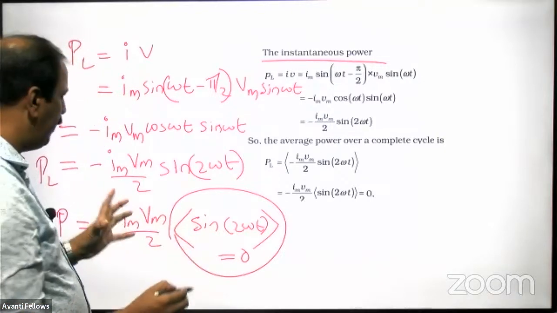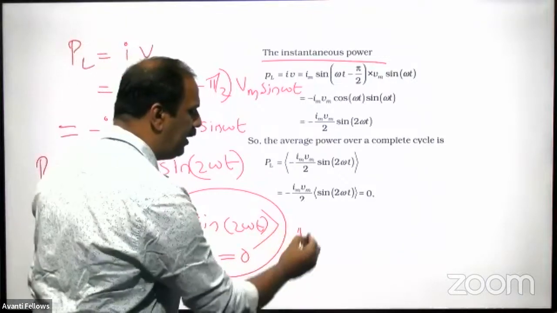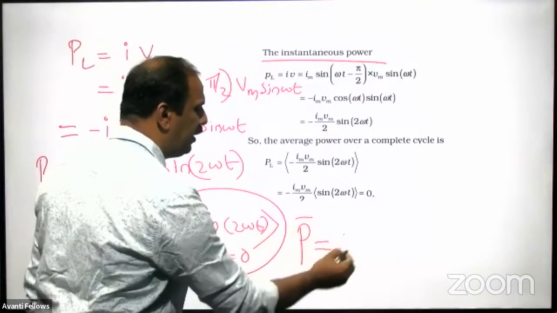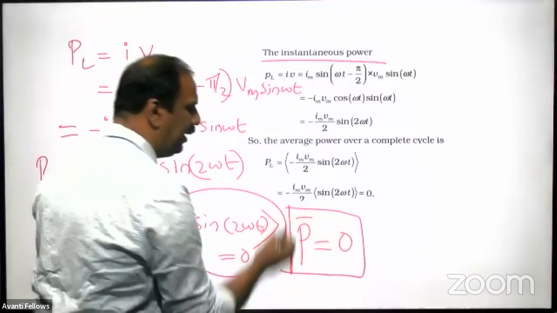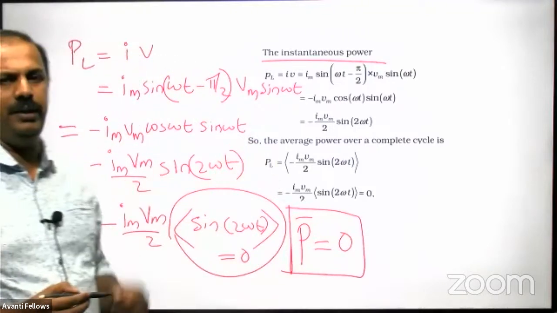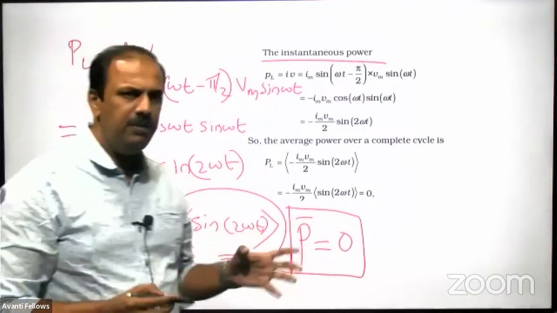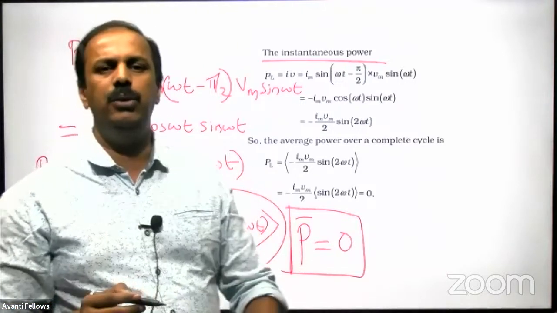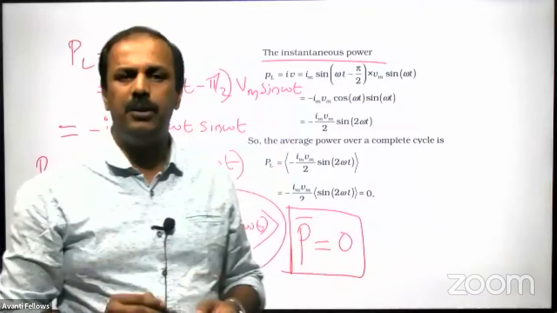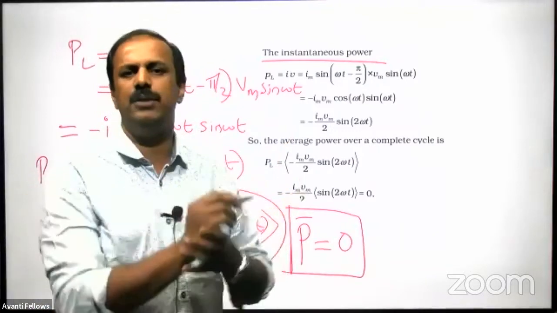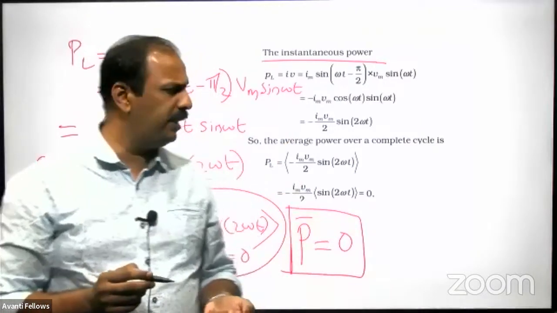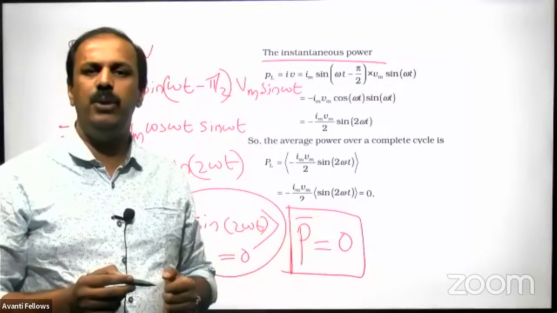So the total effect of this is that the average power across the inductor will be 0. That is a very, very important point here. In the case of a resistor, when we connect a resistor in a circuit, there is some power dissipation across the resistor. When current is passing through the circuit, some power dissipation will be there. But in the case of an inductor, it is not like that.